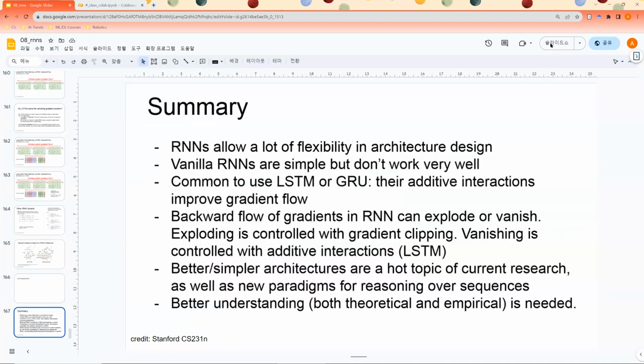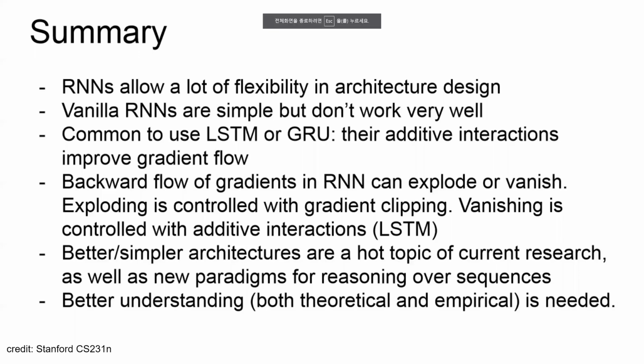Okay. Let's summarize what we've discussed. Today we discussed RNNs. RNNs allow a lot of flexibility in architecture design. And vanilla RNNs are simple but don't work very well. You can only account for time steps of 10 or 20. So we commonly use LSTM or GRU. And backward flow of gradients in RNN can explode or vanish. And to solve the problem, we introduced gradient clipping or different architectures like LSTM and GRU.